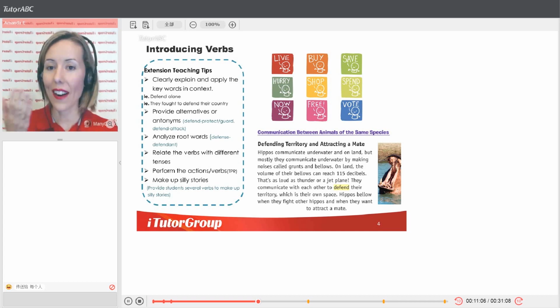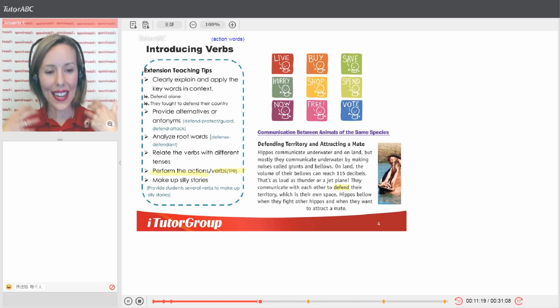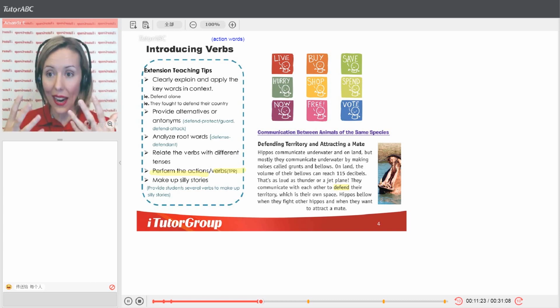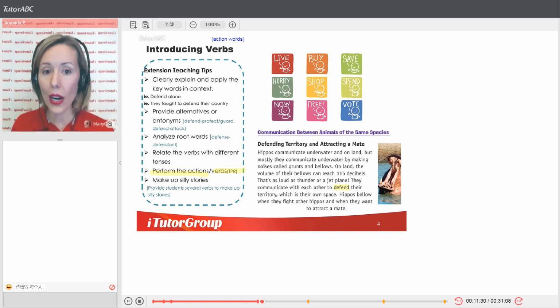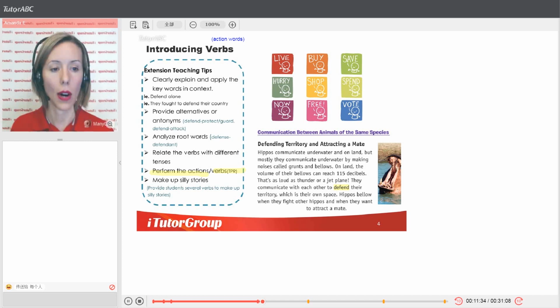Now verbs, of course, are action words. So if you've got a low-level student and you're teaching a verb, the best thing to do is to perform the action or use TPR, right? So it's hard to explain verbs in words sometimes, and for a young low-level student to understand it, it might be near impossible. But if you can act it out or even show a picture of someone doing that action, that will be the most effective thing for our low-level students.